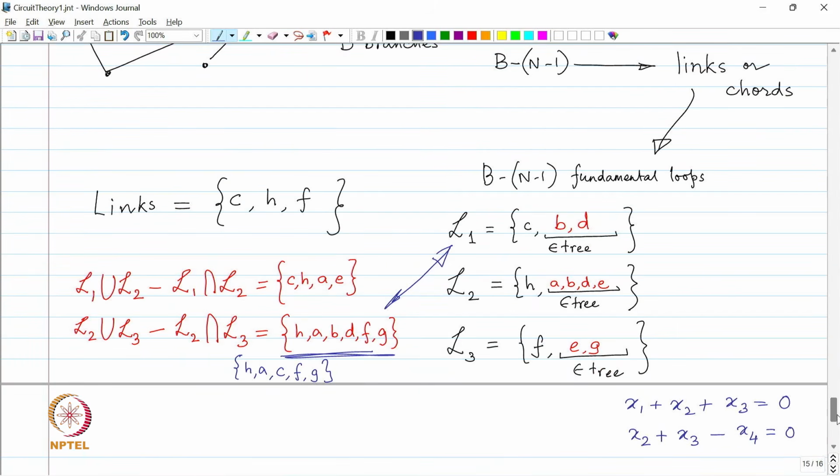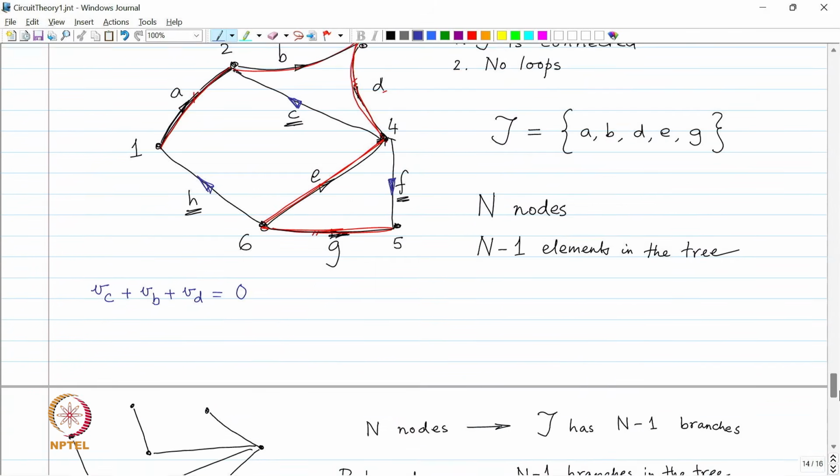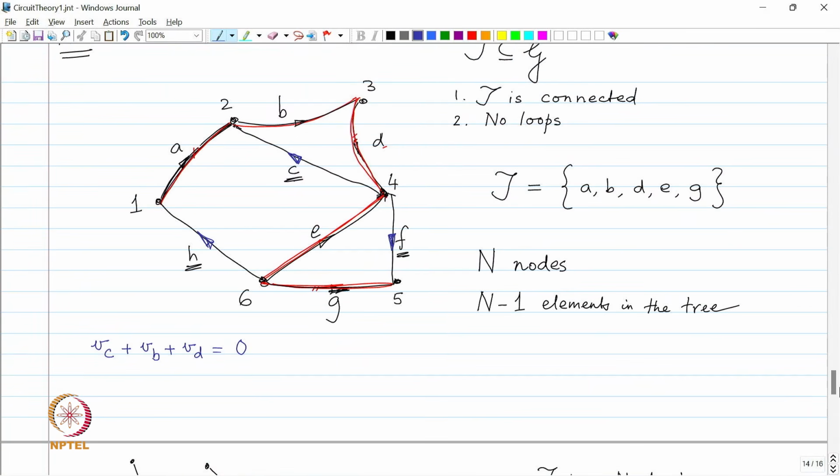And then the next one is HABDE. So, VH plus VA plus VB plus VD minus VE. Okay, E goes backwards. Fine. This is the KVL, the next KVL for the second fundamental loop.